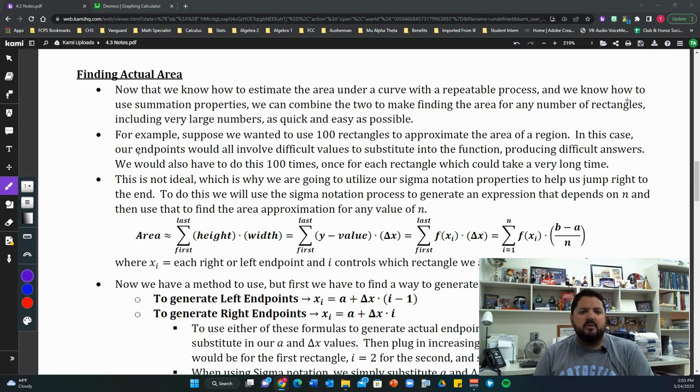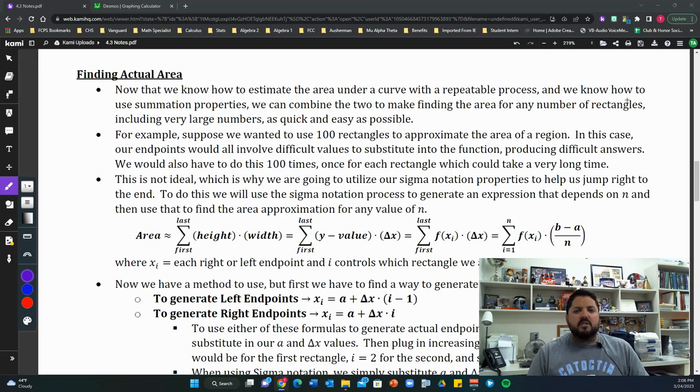So that was our repeatable process. And now we know how to use the summation properties. So what we're going to try to do is combine the two to make finding that area for any number of rectangles, including really, really big numbers. All the examples that we looked at in section 2 with the area approximation stuff, you had a very small finite number of rectangles, usually about 5 or 6 at most. But as we start to increase that, that's where we start to see some really interesting patterns.